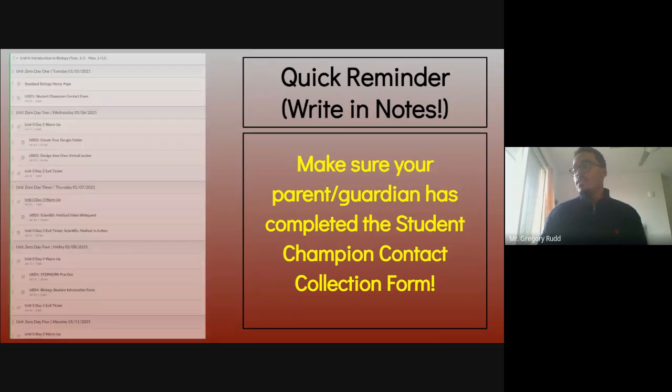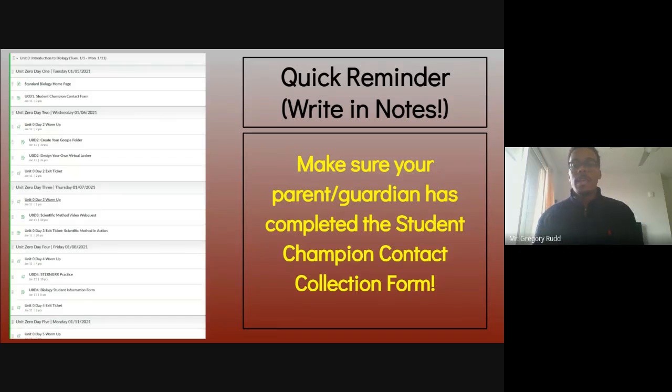But this student champion contact form, I'm not going to use this to punish you all. I'm not going to use it to bother your parents. I really like to contact family members or just people who are supportive of my students in general, just to say, hey, I'm proud of them for doing this today. I want to remind you that we have this coming up. So please do make sure that I have their accurate contact information.